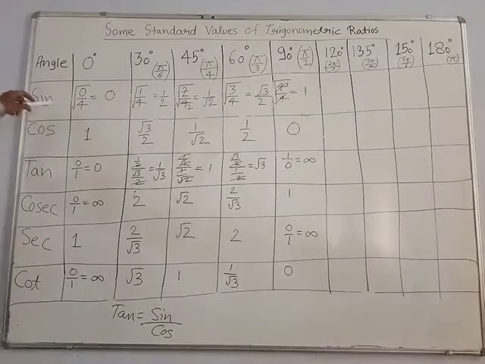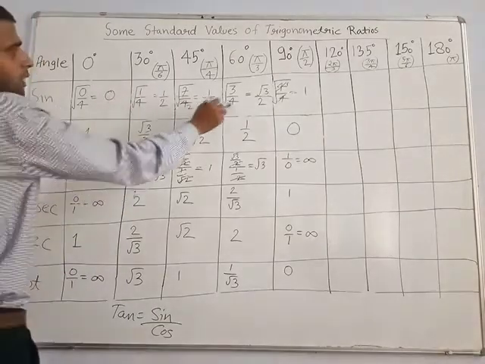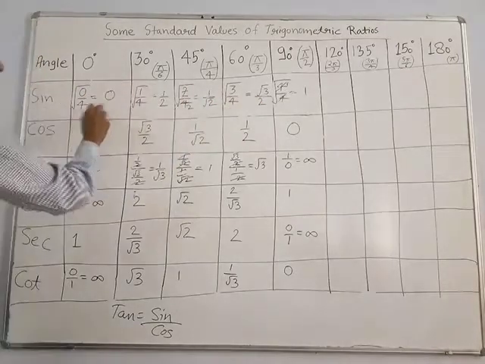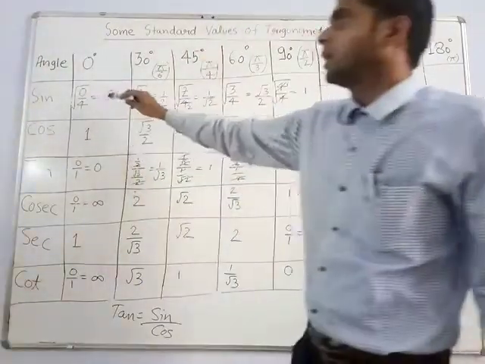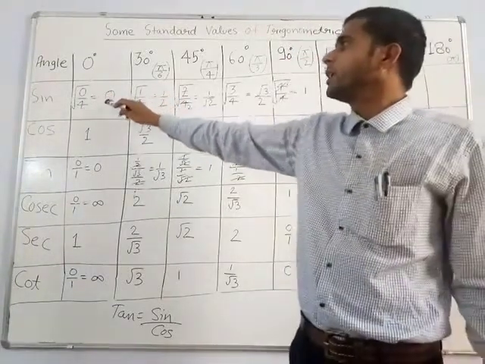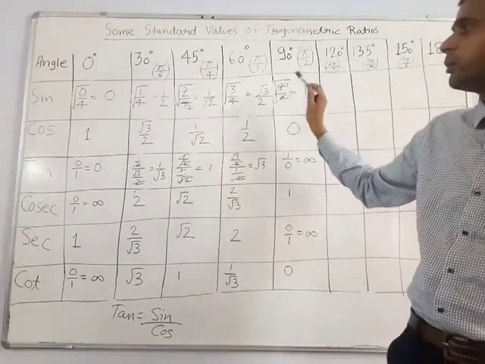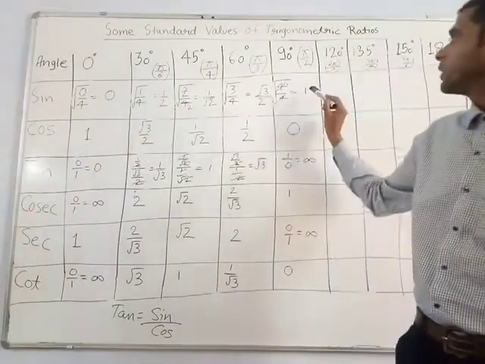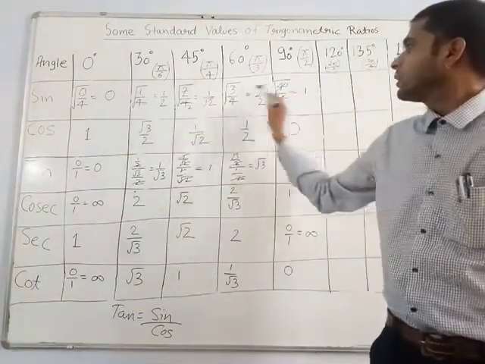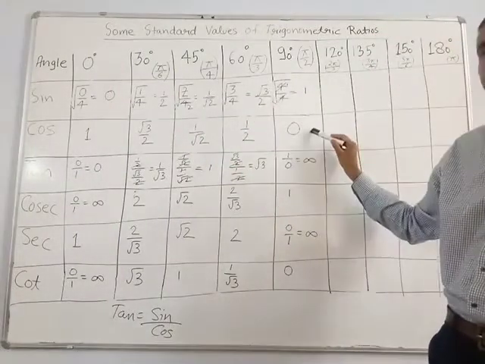So first 0, 1, 2, 3, 4 divided by 4 and square root. So 0 upon 2, you have to solve these values: 0, 1 upon 2, 1 upon root 2, root 3 upon 2 and 1. Then cos 0 is 1, root 3 upon 2, 1 upon root 2, 1 upon 2, and last 0.